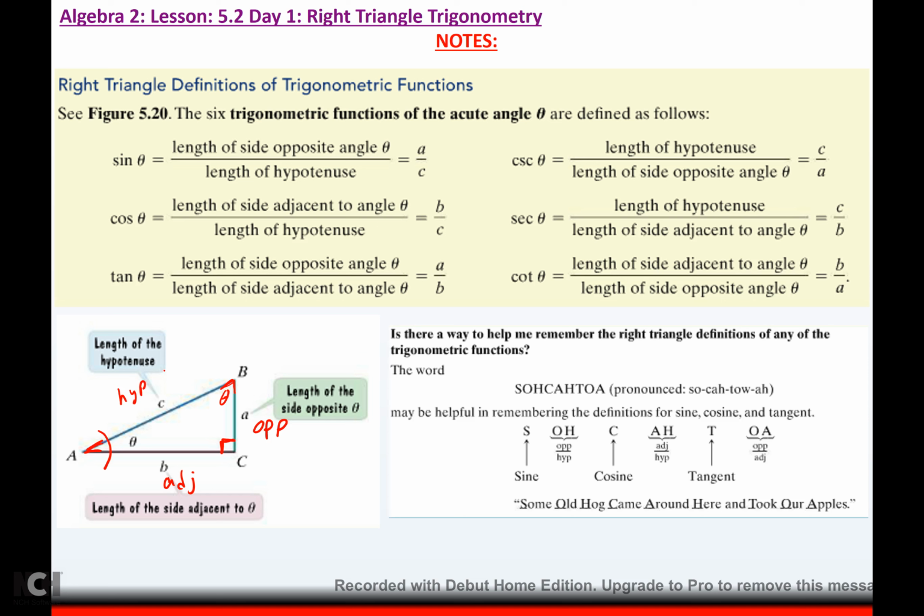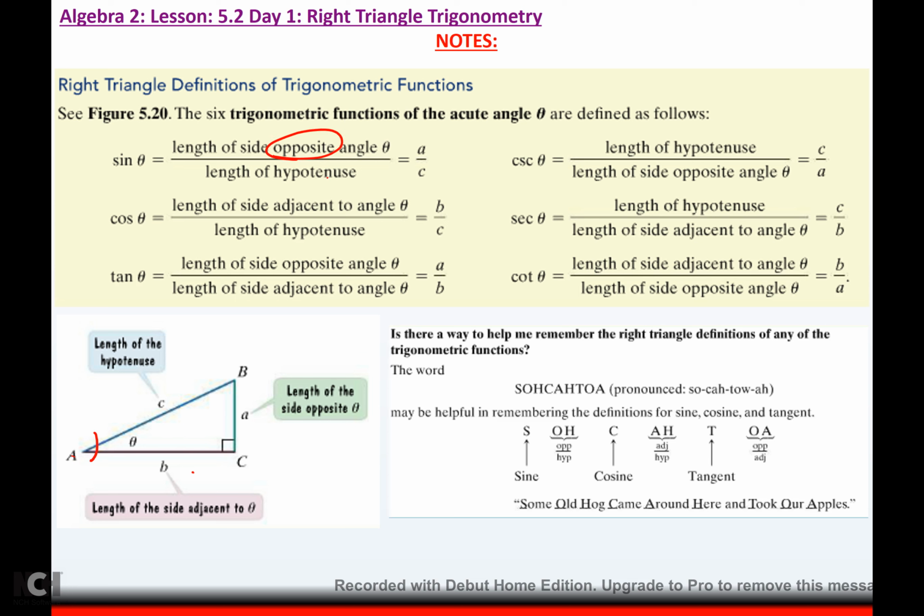And let's recall that we use capital letters to label our angles, and we use lowercase letters that match their uppercase letters crossways. So in other words, if this is angle A, across from it is side A. Angle B, this is side B. Angle C, this is side C. So your sides always go across from your angles. Now, you got to be careful here.